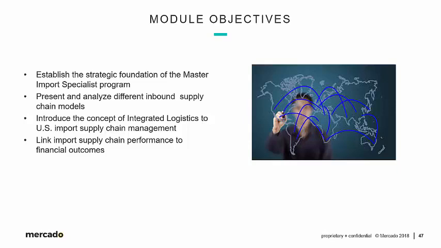Establish the strategic foundation of our import program, our import training program, present and analyze different inbound supply chain models upon which we will elaborate ad nauseum moving forward. We wanted to introduce the concept of integrated logistics to U.S. import supply chain management and demonstrate how those 4 objectives are equally important to logistics as they are to overall supply chain. And then finally, link import supply chain performance to financial outcomes. More on that later as well.